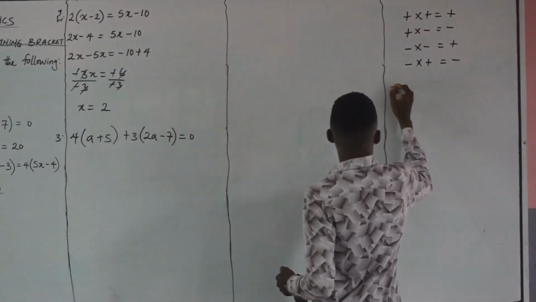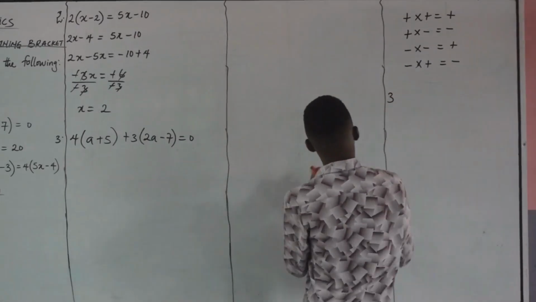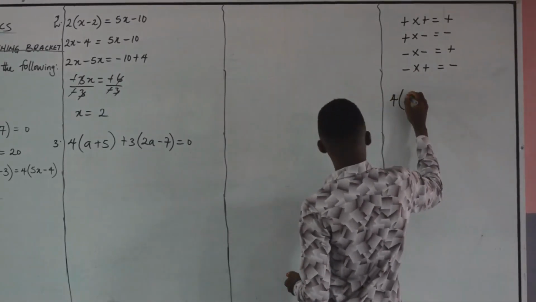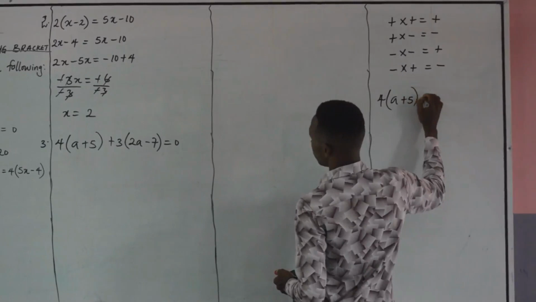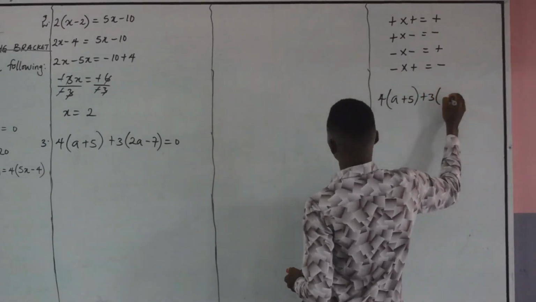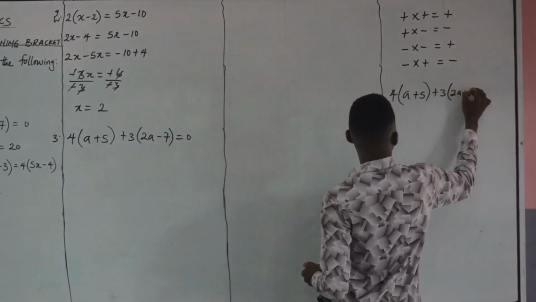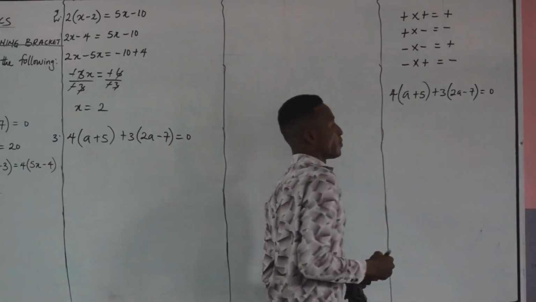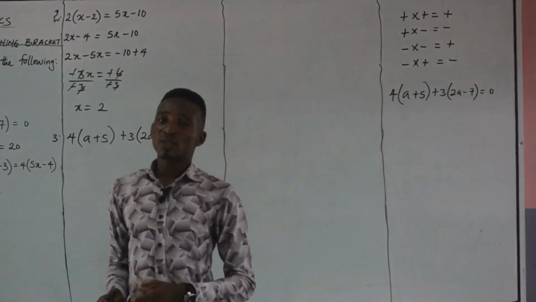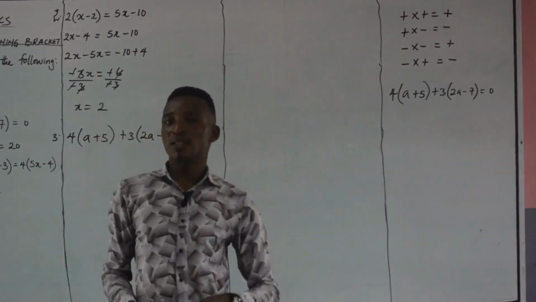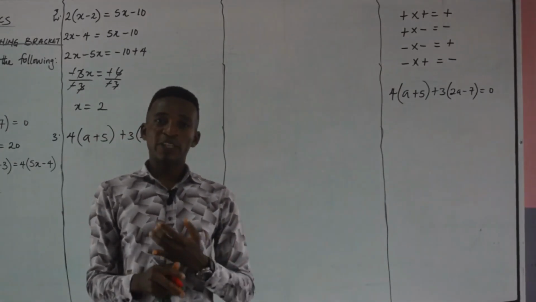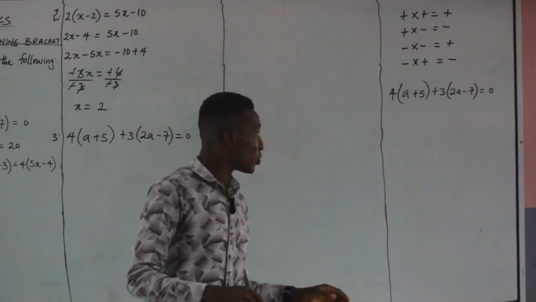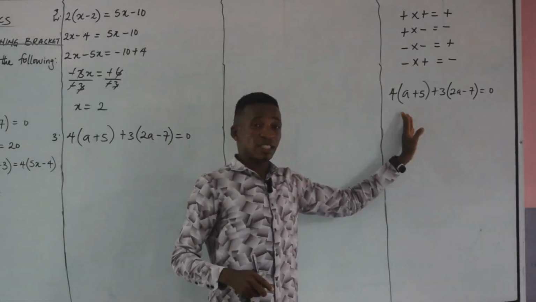So my third question, we have 4 into brackets a plus 5 plus 3 into brackets 2a minus 7, everything equals to 0. Now if you look at this third question, we're having two different brackets there, and for each of the brackets, the same way we solved it, one by one. That's why you're still going to solve it to get your answer.